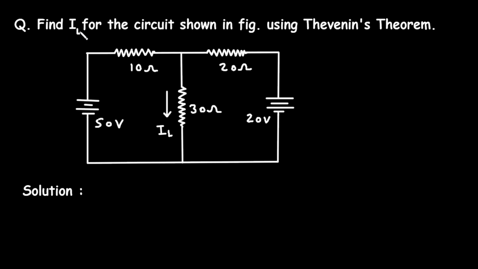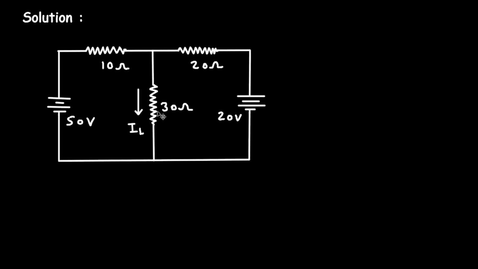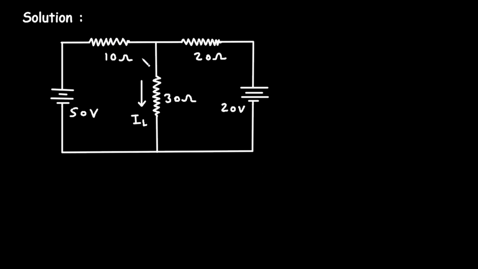Question: find IL for the circuit shown in figure using Thevenin's theorem. Here for this circuit, we have to find the value of this IL by using Thevenin's theorem. Solution: first of all, we will take this circuit from here. Now, step number 1 is to find the value of RTH.